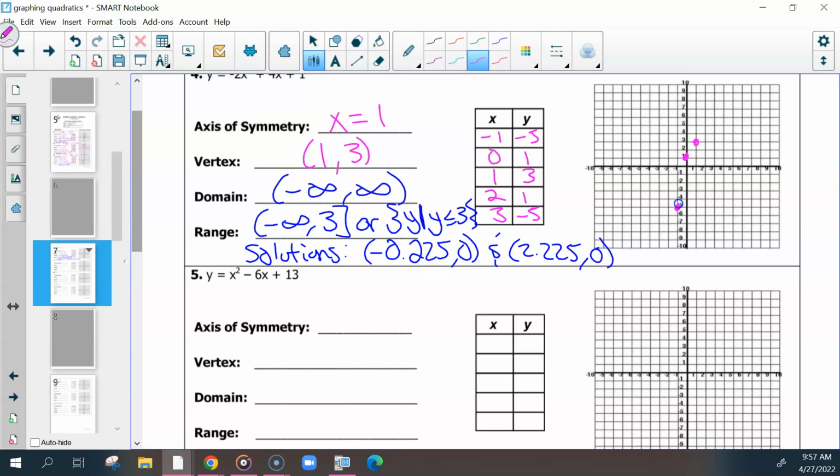Wait, how do we do it on the solutions? I don't know how to do it. It's too early. I did not get that.